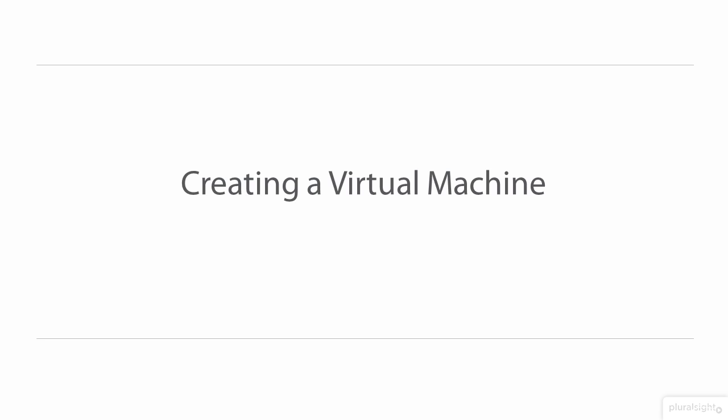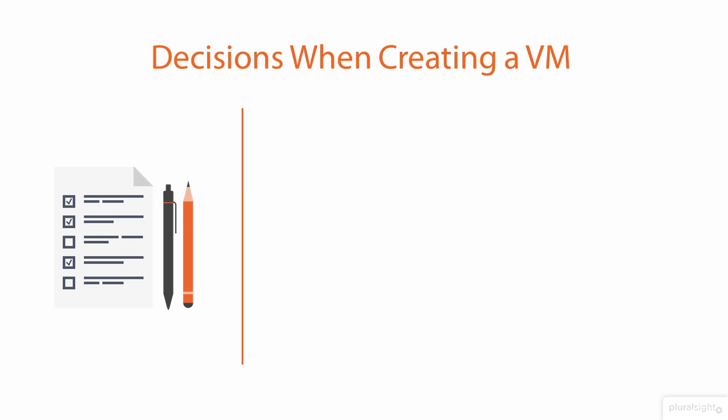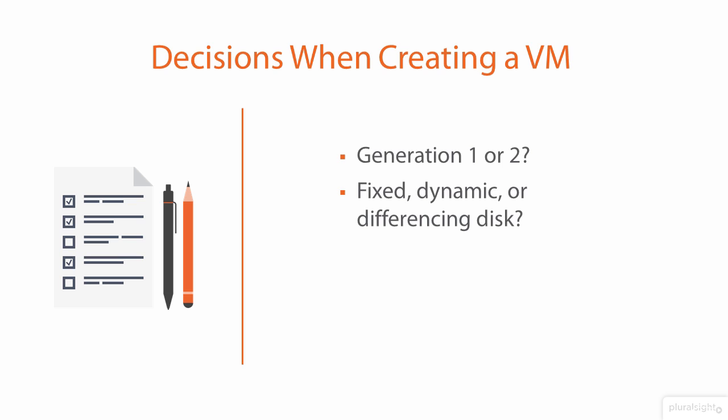Our next topic is creating a virtual machine, where we'll talk about virtual machine generations, disk types, and storage locations. Some decisions are required when building a virtual machine in Client Hyper-V. What generation VM do we need? Should we use fixed, dynamically expanding, or differencing disks for our VM?